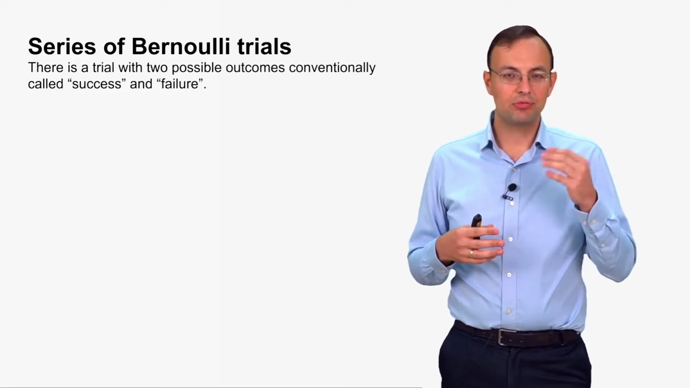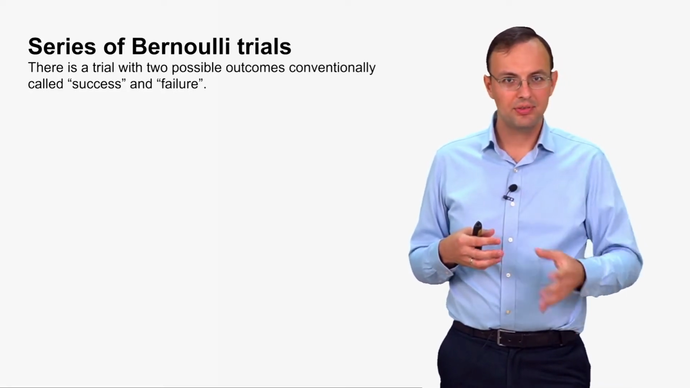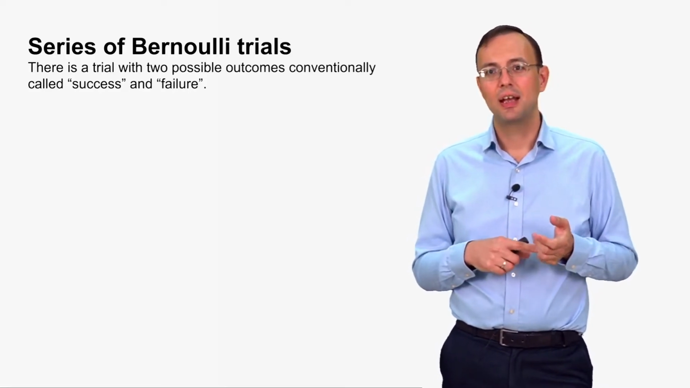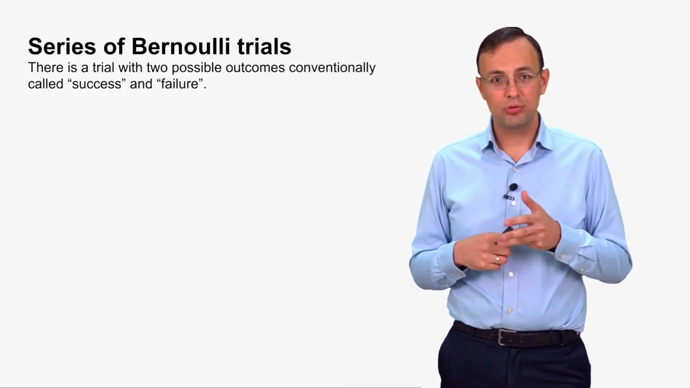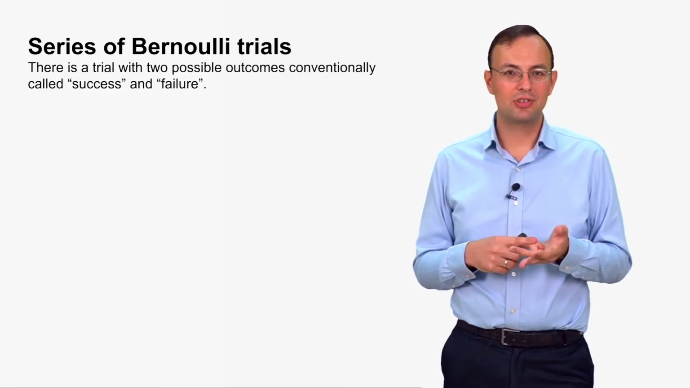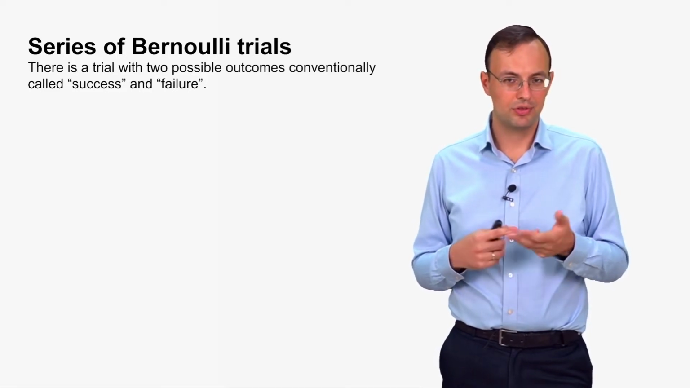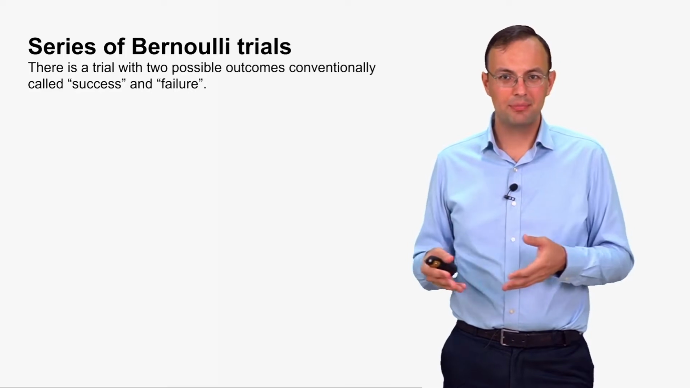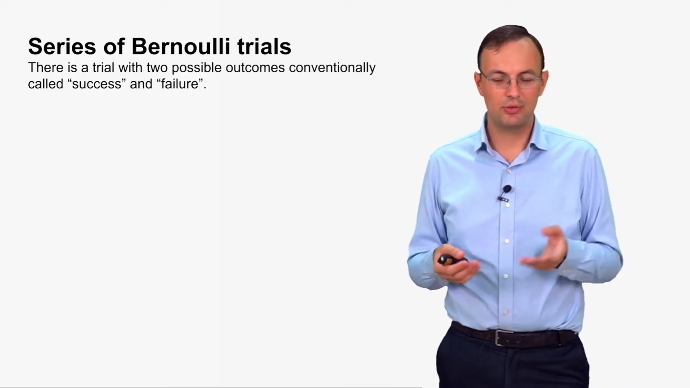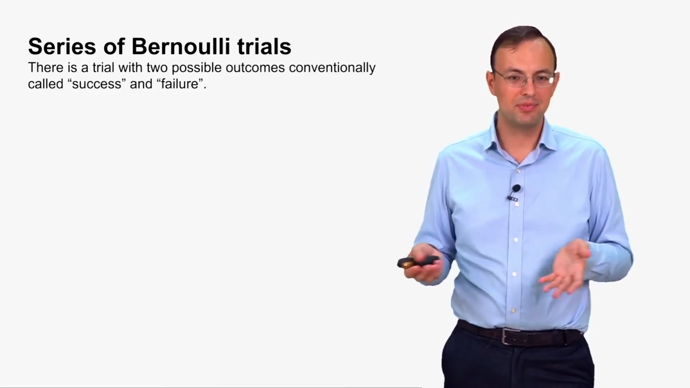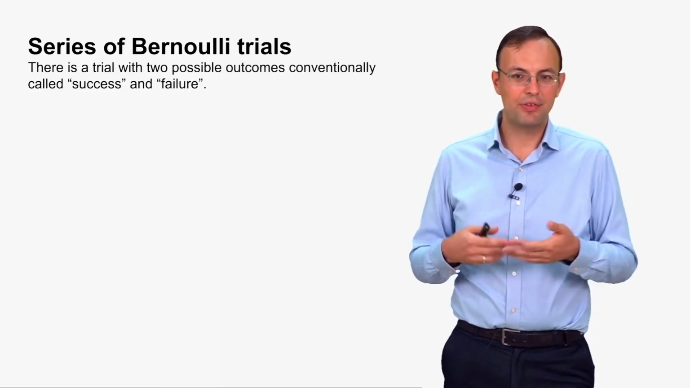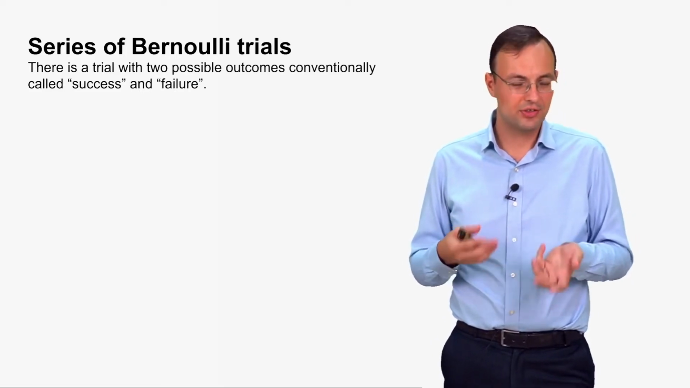And suppose that this trial is repeated many times and two conditions are met. The first condition is that outcomes of these trials do not depend on each other. A classical example of such a situation is the flipping of a coin. Each time the result of flipping does not depend on the result of other flippings. So if you flip a coin, let's say 10 times, the result of the fifth flipping does not depend on the result of the first one or of the second one, and so on.